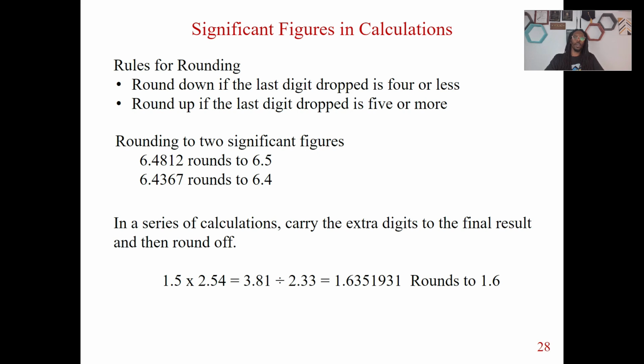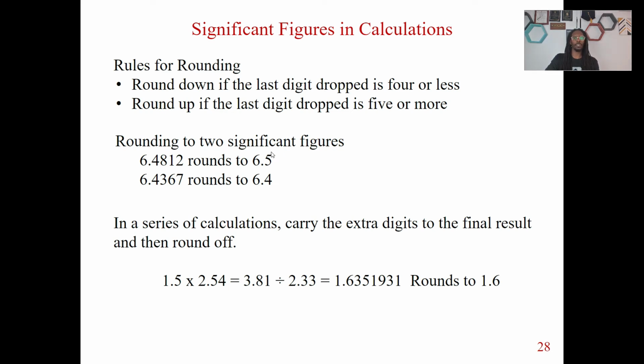Now let's talk about rounding. So there's a couple rules for rounding. You're going to round down if the last digit dropped is 4 or less. So if you have 4 or less, you round down. You round up if the last digit dropped is 5 or more. Okay, 5 or more.